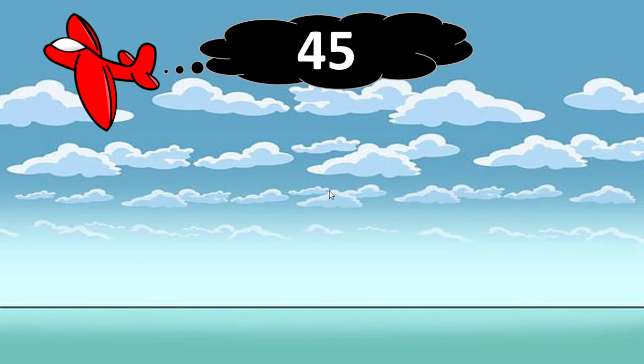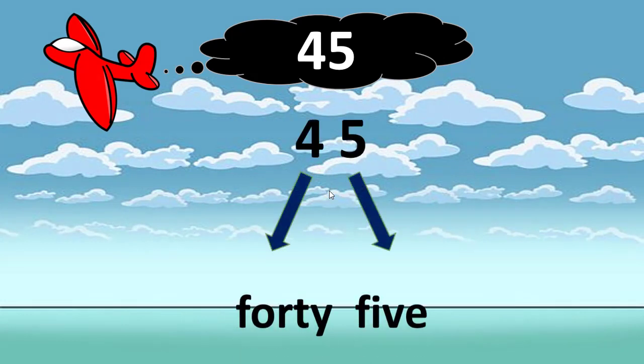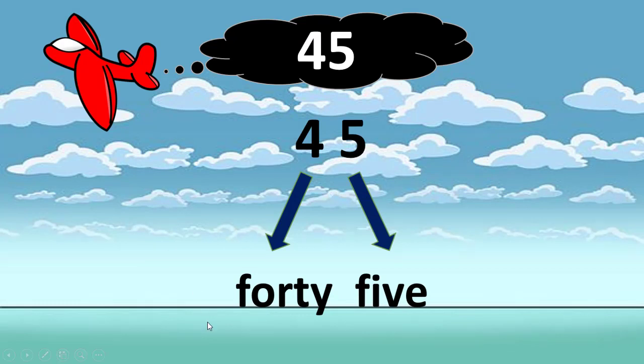Our next number is 45 and its number name will be FORTY and FIVE, 45. Here you can see, from 4 we have made 40 and what will come next? 5, that means 45.